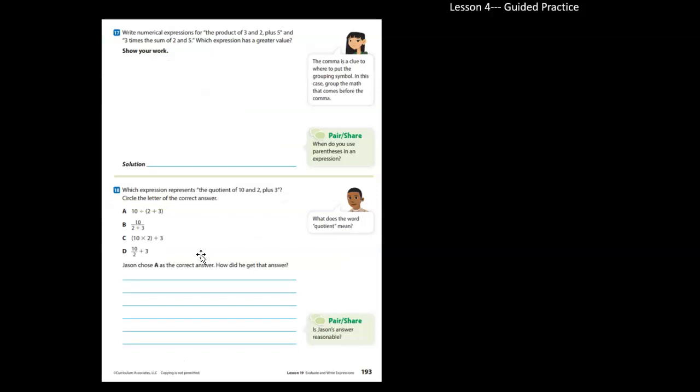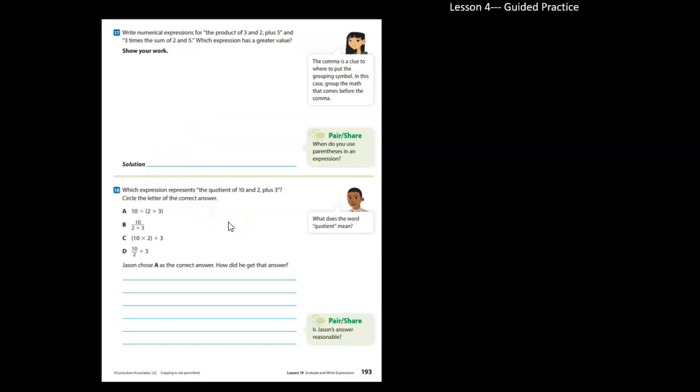Number 17, write numerical expressions for the product of 3 and 2, plus 5. This little sidebar over here says to pay attention to where the comma is because that helps us know where our groupings should be. So you have to do this one, the product of 3 and 2 plus 5, and then you have to do 3 times the sum of 2 and 5 and tell which expression has a greater value. So you're actually going to have 2 workspaces down here where you've done both of those, and then you're going to say which one has the greater value.